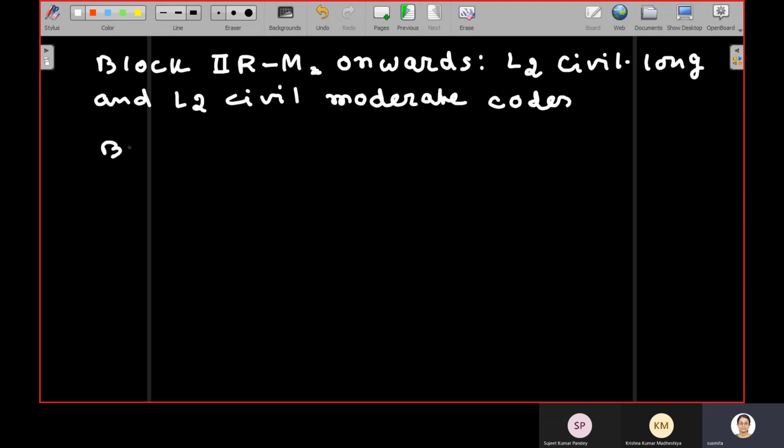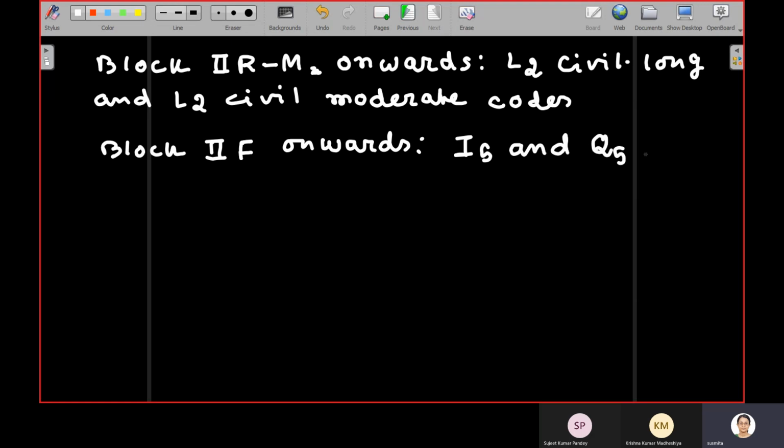Then block 2F onwards, we have I5 and Q5. We need not bother about this, just note that there are additional codes. Okay, it's not just that the signals have only one code. That should be the takeaway message for you.